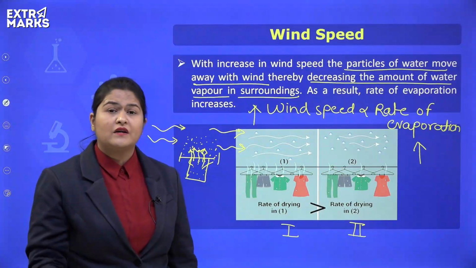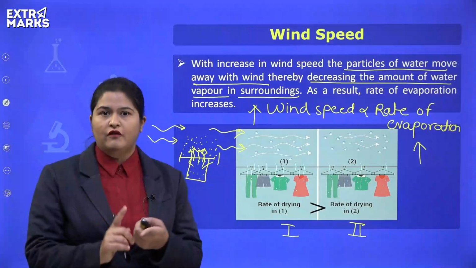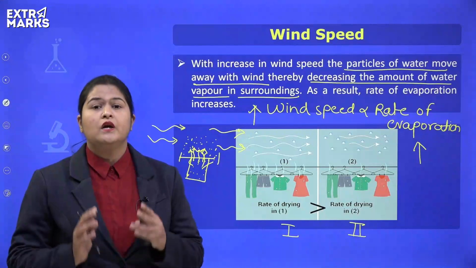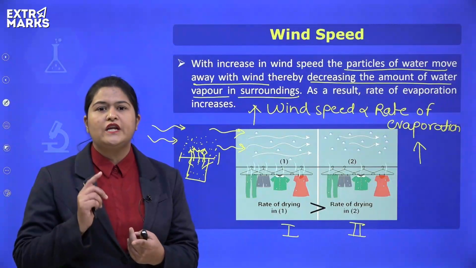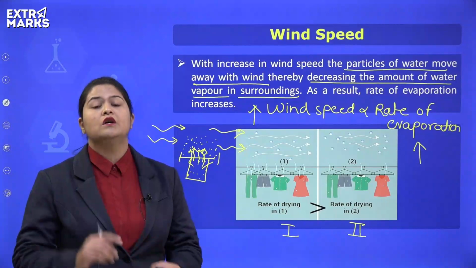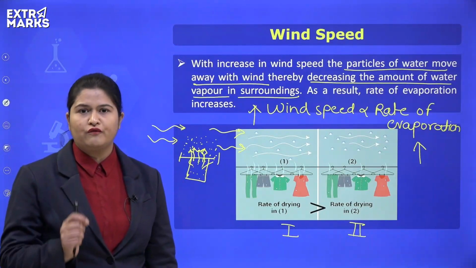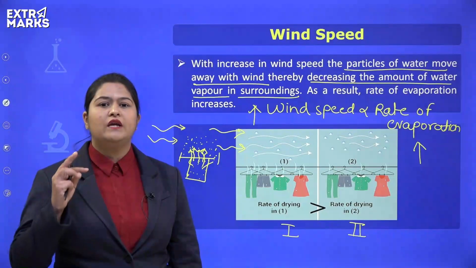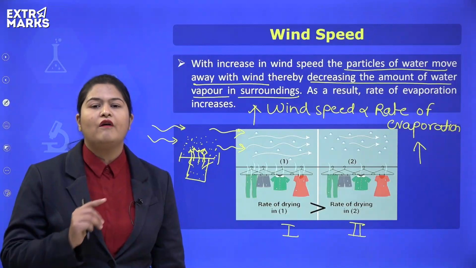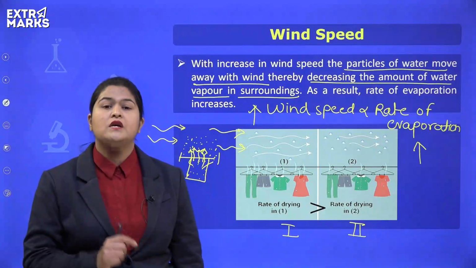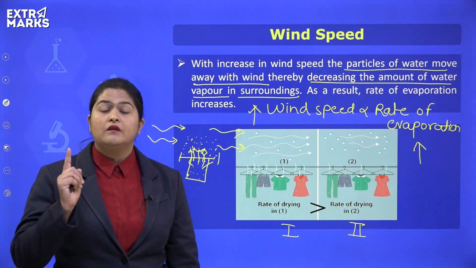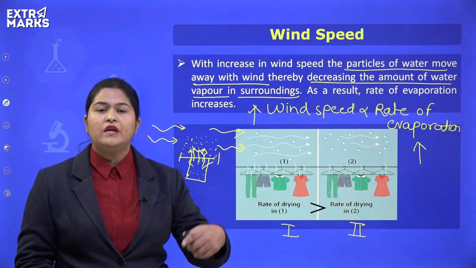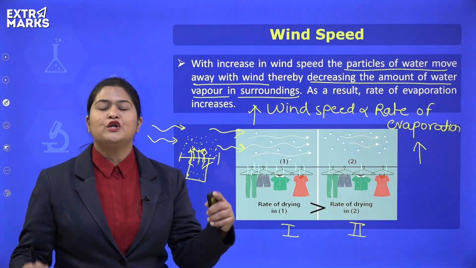So what are the 4 factors that affect the rate of evaporation? First is surface area, second is temperature, third is humidity, and fourth is wind speed. Out of these 4 factors, surface area, temperature, and wind speed are directly proportional to the rate of evaporation. That means with the increase in surface area, temperature, and wind speed, the rate at which evaporation takes place will also increase. There is only one factor which is inversely proportional, and that is humidity. With the increase in humidity, the rate of evaporation decreases.